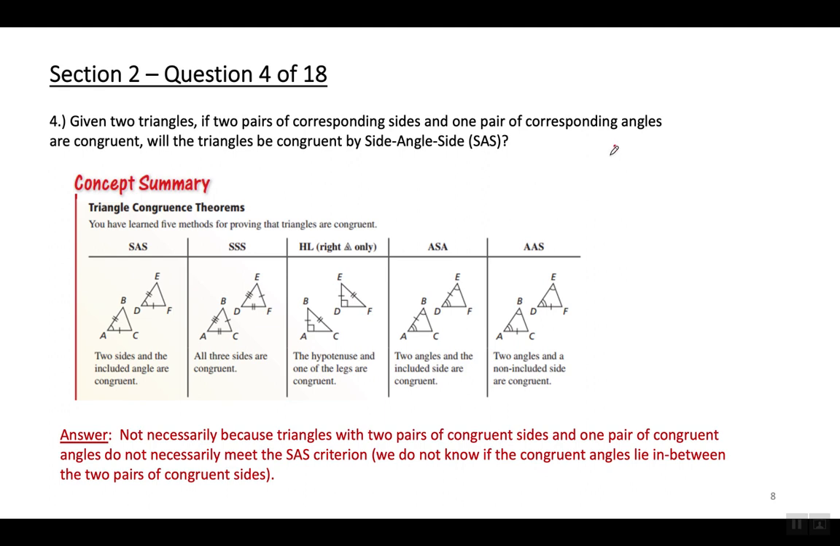So, for example, I could have this side congruent to this side. This side is congruent to this side. And this angle is congruent to this angle. That's not side angle side. With that example, that is not side angle side, because in order to be side angle side, the angle has to be in between the 2 sides.